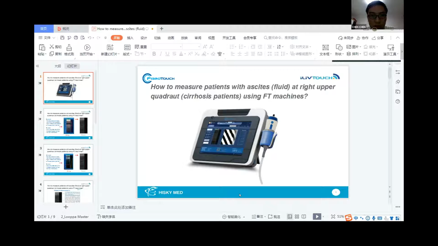And so recently, some doctors asked me about how to measure patients who have ascites as a fluid at the right upper quadrant. Usually, it's cirrhosis patients using our FT machines. So I will show you the experience that I get.